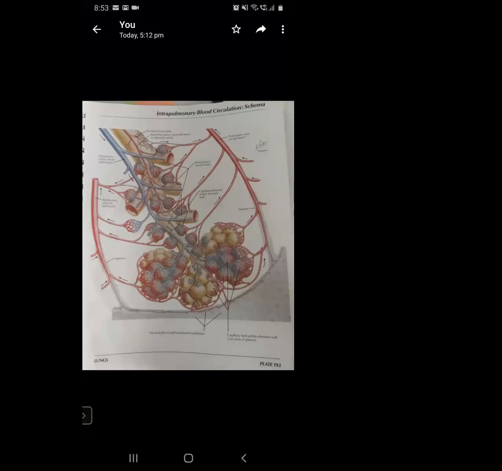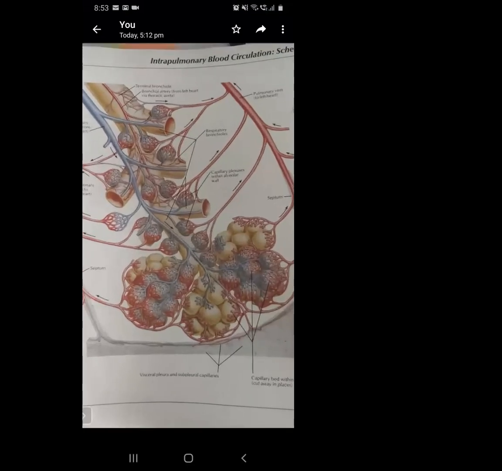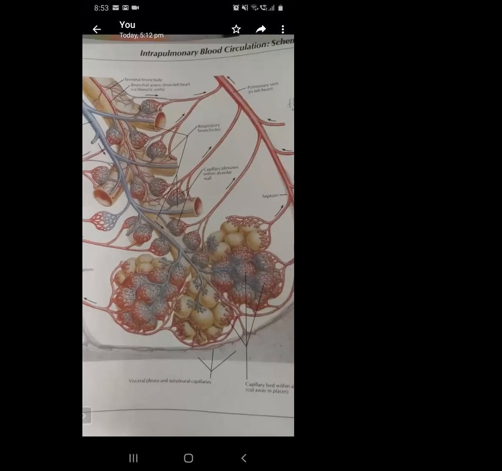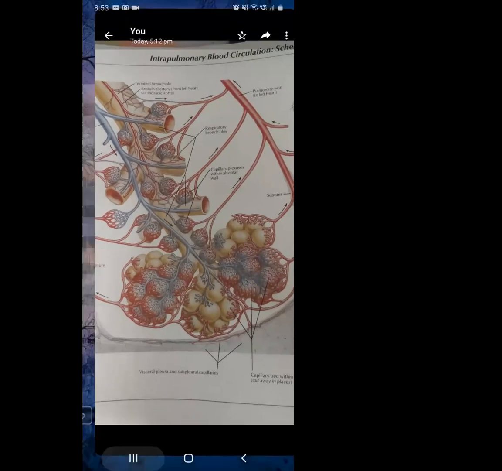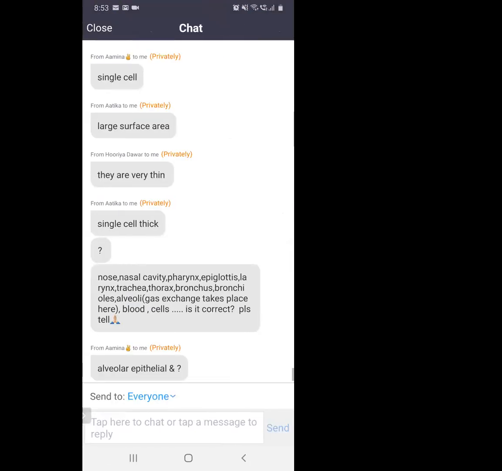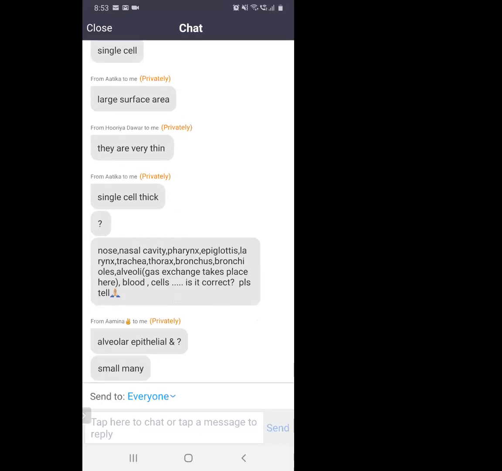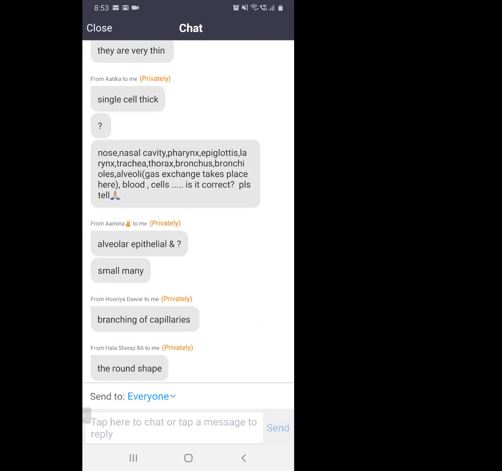Okay, now let's talk about the surface area. Looking at this structure, looking at this picture, what two things are ensuring that the surface area available for gaseous exchange is extensive, is large? Yes, I'm waiting for the answers. How is the structure ensuring that the surface area is large?